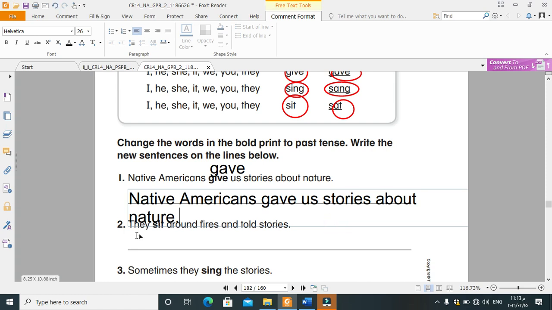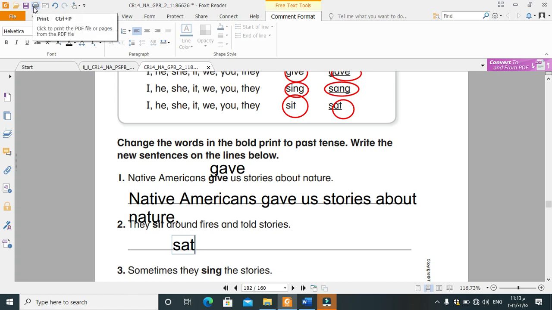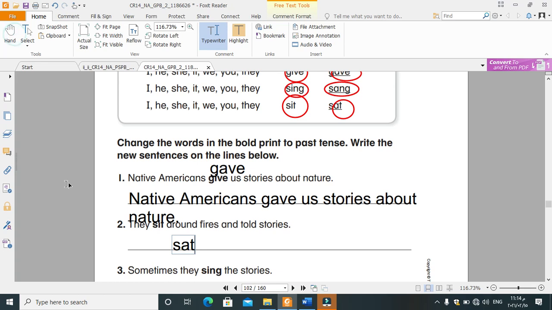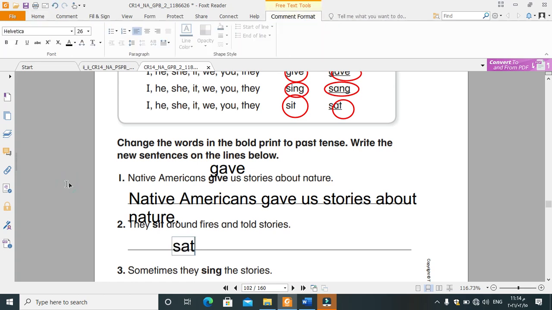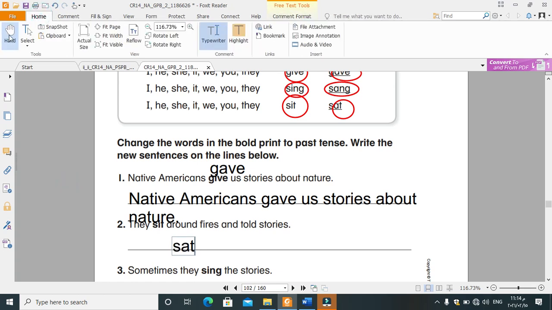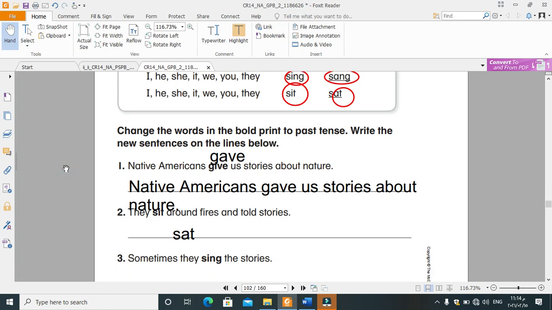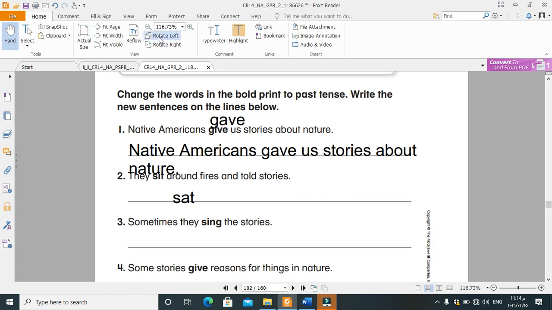Number 2, they sit around fires and told stories. You see the verb sit? How does it change to be in the past form? Yes, sat. Number 3, sometimes they sing the stories. Sing, yes, what about sing? It will be, yeah, sang.